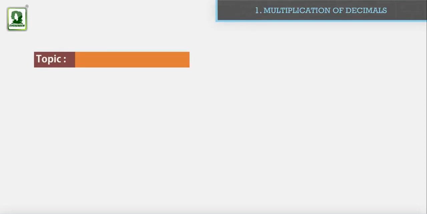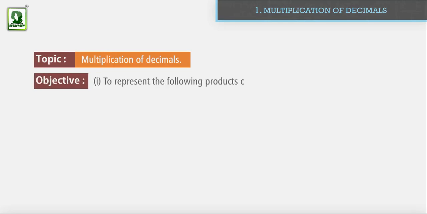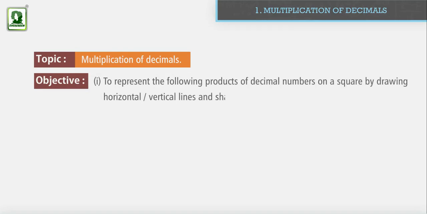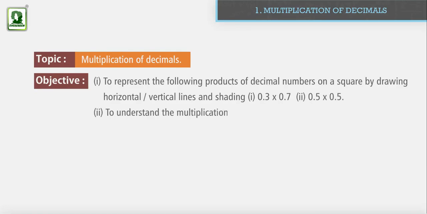Topic: Multiplication of decimals. Objective: to represent the following products of decimal numbers on a square by drawing horizontal and vertical lines and shading. 0.3 by 0.7, 0.5 by 0.5. To understand the multiplication of decimals by activity method.